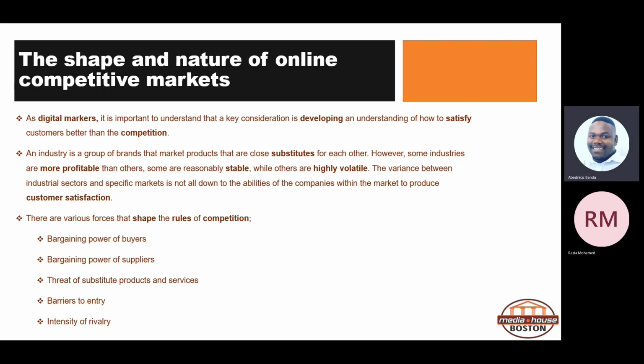There are various forces that shape the rules of competition. So these are 5 of them. The first one is the bargaining power of buyers.